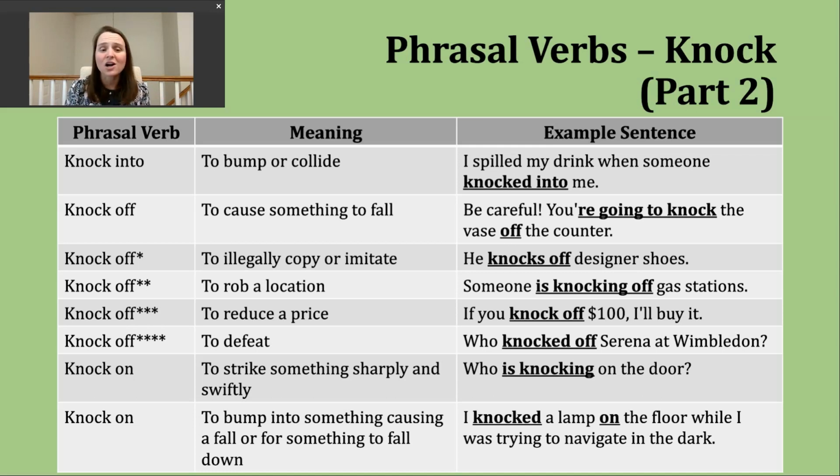A second way to use knock on is to refer to bumping into something and causing something or someone maybe to fall or causing something to fall down. An example of this: I knocked a lamp on the floor while I was trying to navigate in the dark. Maybe this has happened to you if you're walking around a place that's a bit unfamiliar to you at night when the lights are out, can't really see, so you might bump into something and cause that thing to fall. This is another simple past tense example.